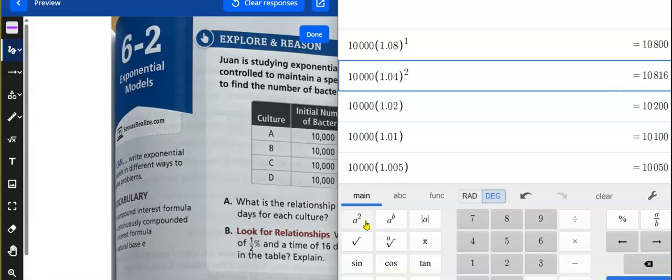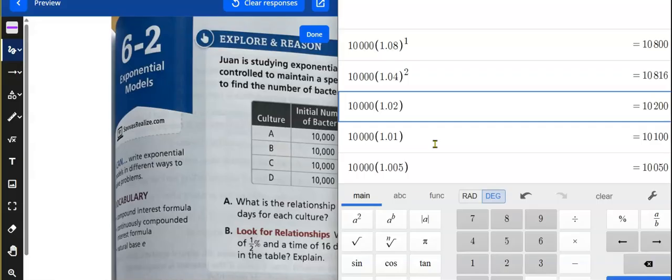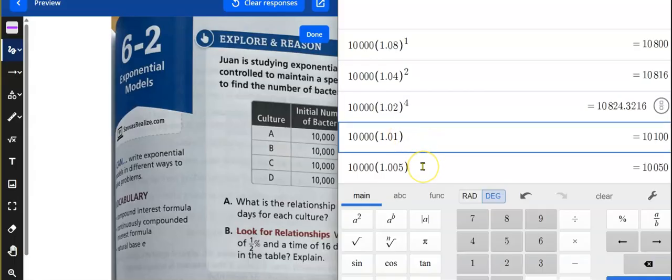Okay, so what happens if I cut it in half again? Now I'm down to 2%, but I have 4 days. Look what's happening, folks. 10,824.3216. It's getting bigger. I'm cutting that rate down, and now I'm raising it to the 8th power, and it's still getting bigger.